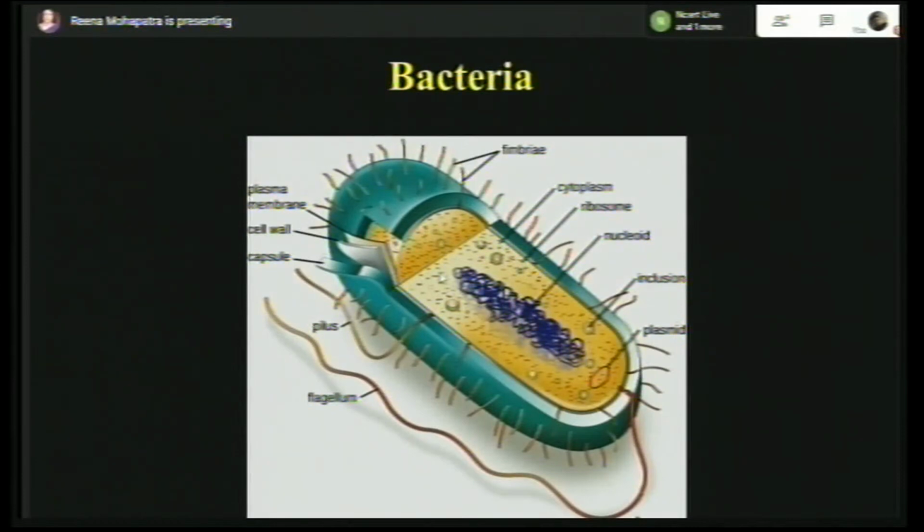The second point is it has a very primitive type of so-called nucleus, the genetic material which is present here. That is also not much. Very few genes are present in it, and these genes will not be able to handle control over a large cell. At the corners of a large cell it won't be able to provide information. That's why they are small in size.